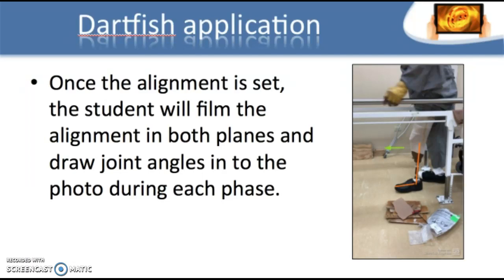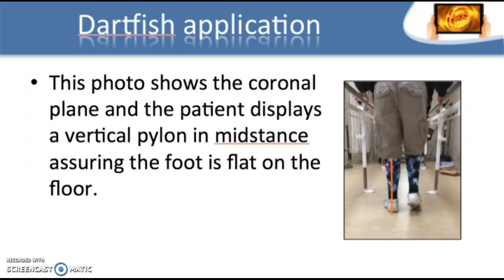So the student is going to do that in each phase of gait, and then they're going to compare it to what they see in the coronal plane. This photo shows the coronal plane and the patient shows a vertical pylon or a vertical shin. So you can see the line that I drew is completely vertical, or perpendicular to the floor. This is extremely important in that it tells me that the foot is flat on the floor and the person is not walking on the inside of the foot or the outside of the foot.